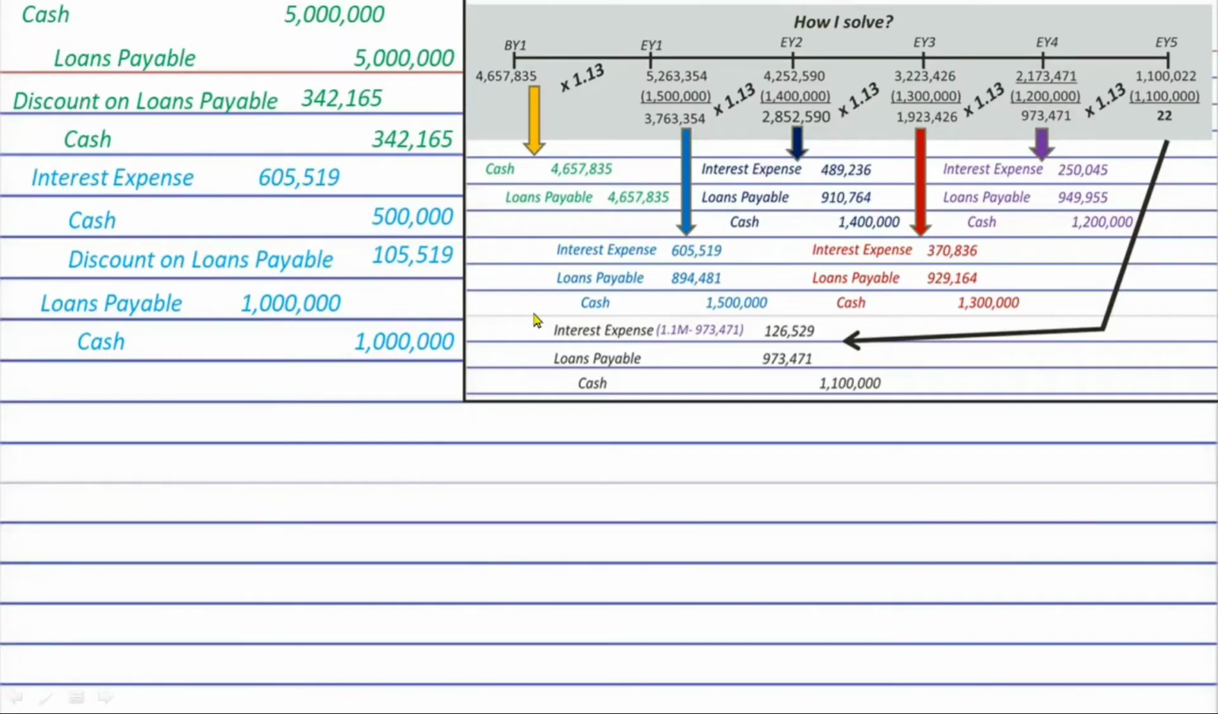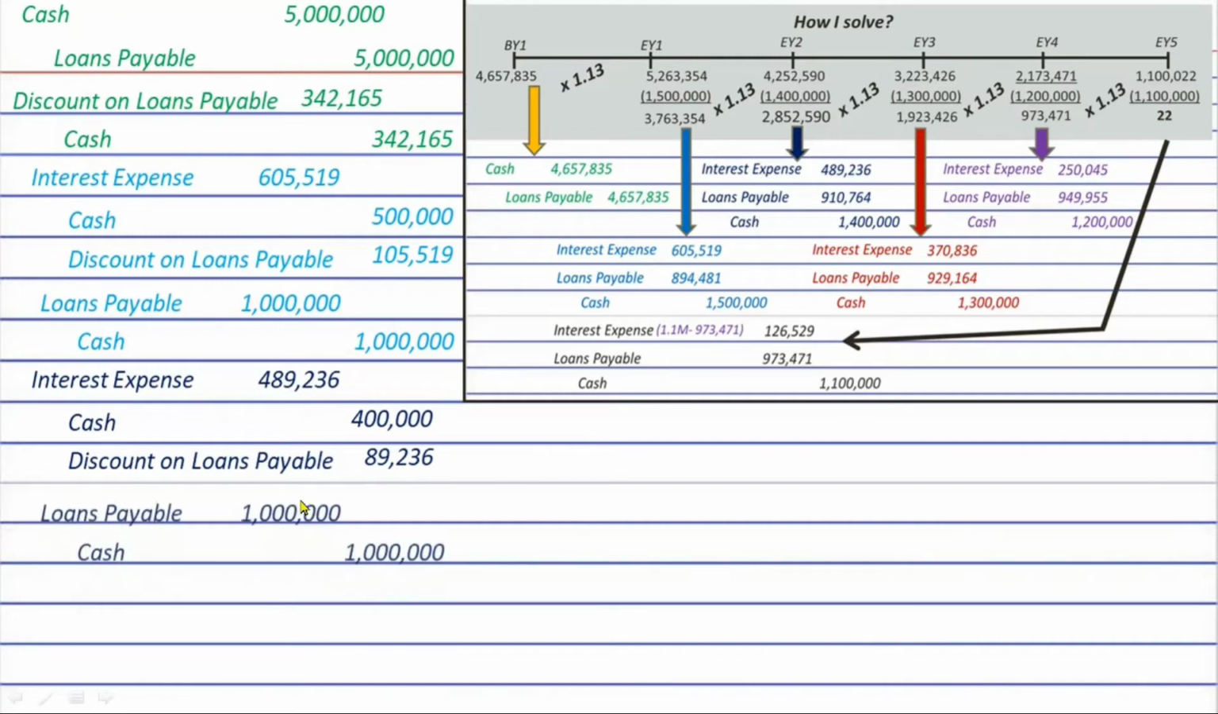So on year 2, again, the entries are debit interest expense, the same with this one. But the amount now is 489,236, which is the same with this one. But credit interest payment of only 400,000. So let's ignore the principal payment of 1 million. And the balancing figure is the discount on loans payable, which is 89,236. So that's the first entry at the end of year 2.